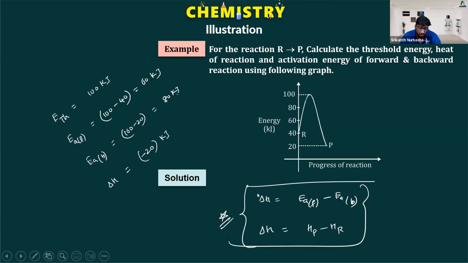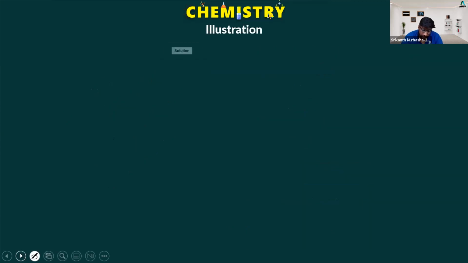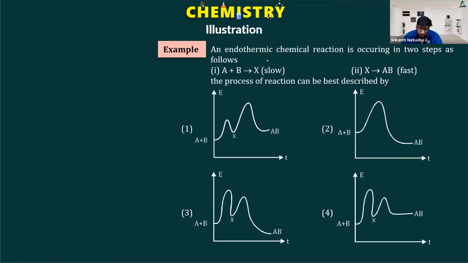Right? These are the values. For the endothermic chemical reaction, an endothermic chemical reaction is occurring in two steps as follows. A plus B is forming X, which is slow. X is forming AB, which is fast. The process of reaction can be best described by.